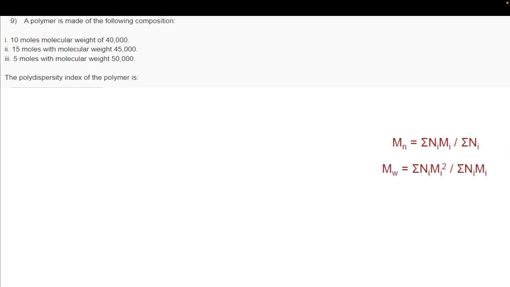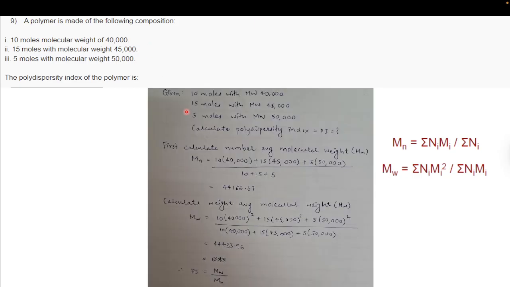Yeah, so these are the two formulae to calculate the same. This one is the number average molecular weight. This is the weight average molecular weight. So we already have all the data that we need to calculate this. In this picture here, I have calculated it and I have put it here. So we'll just go over it one by one.